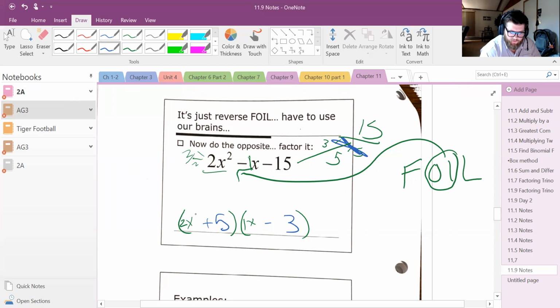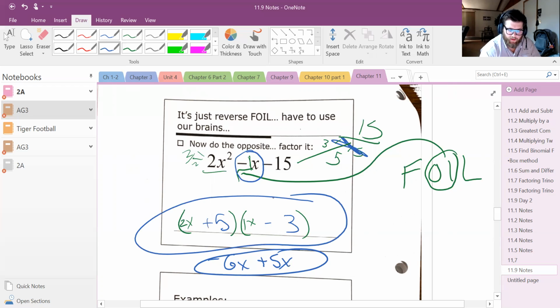Okay, 2x times negative 3x is what? Negative 6x plus 5x. Hey, so that outer and inner is negative 6x plus 5x. That is going to give me my negative 1x in the middle. So that is done.